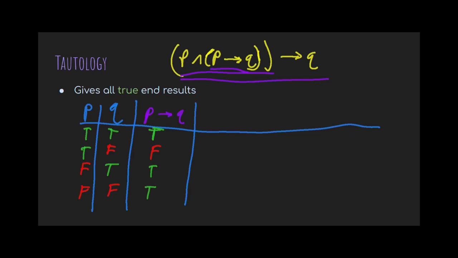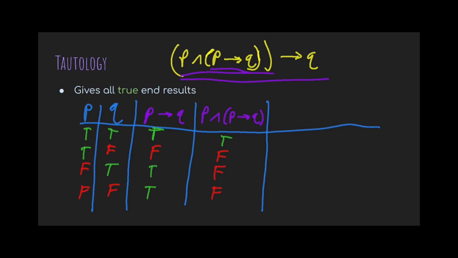And then we're going to look at P and P implies Q. And for that, we're going to look at this column and the first column. And if both of them give us true at the same time, then it's true. So true. And the rest of them have at least one false. We have a false here, so false. We have a false here, so false. And we have a false here, so false.